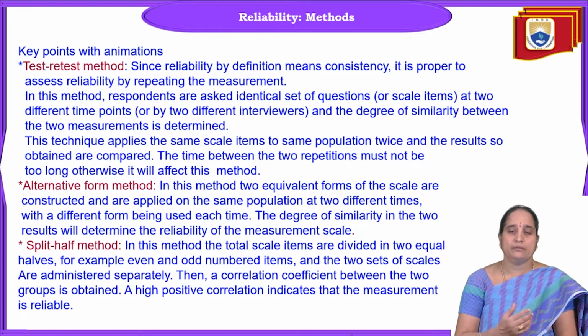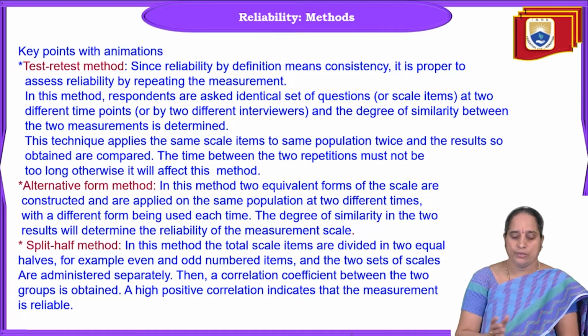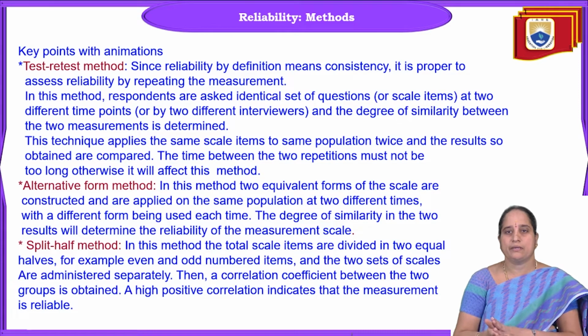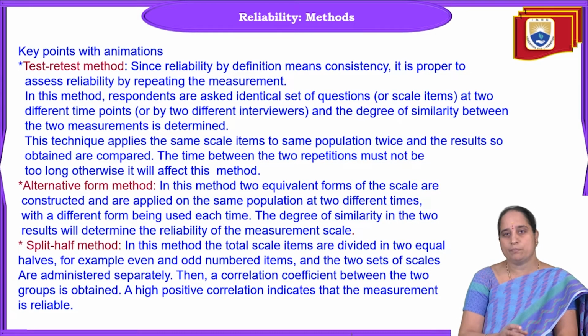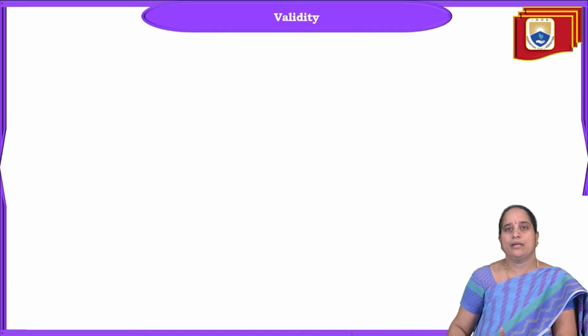The third type of method is known as the split half method. In this method, the total scale items are divided into two equal halves. For example, consider even and odd numbers, and the two sets of scales are administered separately: even numbers one scale, odd numbers another scale. Then a correlation coefficient between the two groups is obtained. A high positive correlation indicates the measurement is reliable. Low correlation indicates the measurement is not reliable.